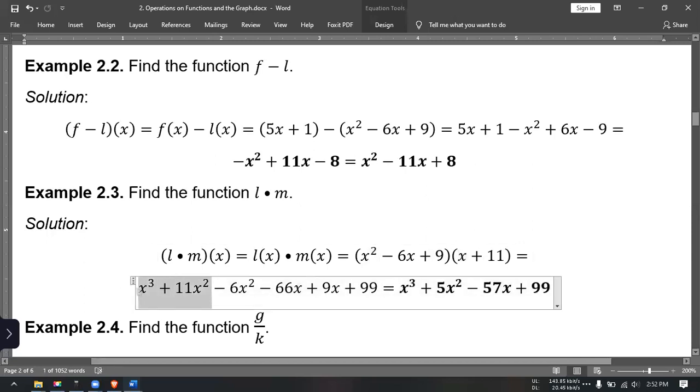And then we go now to the second term, we have negative 6. Distribute ulit natin. Negative 6 times x, we have negative 6x squared. Negative 6 times 11, we have negative 66x. And lastly, last term natin, 9 times x is 9x, 9 times 11 is 99. And then combining similar terms, we have now our solution, x cubed plus 5x squared minus 57x plus 99.